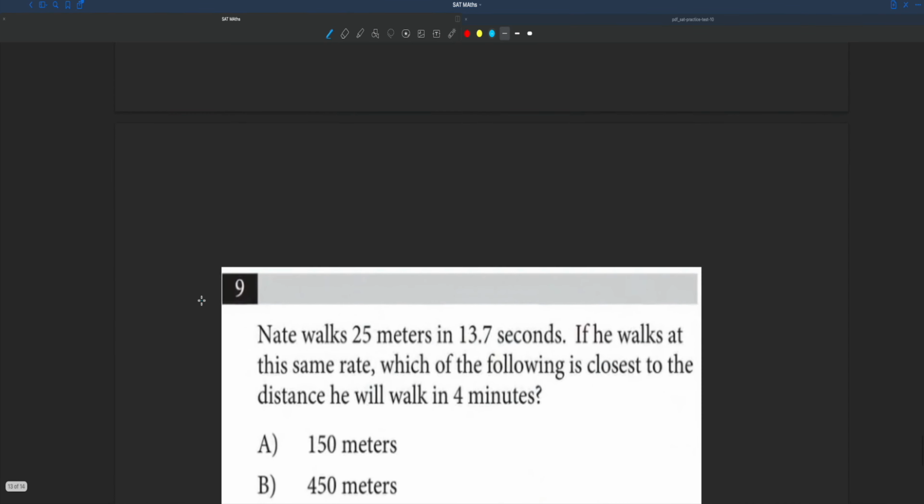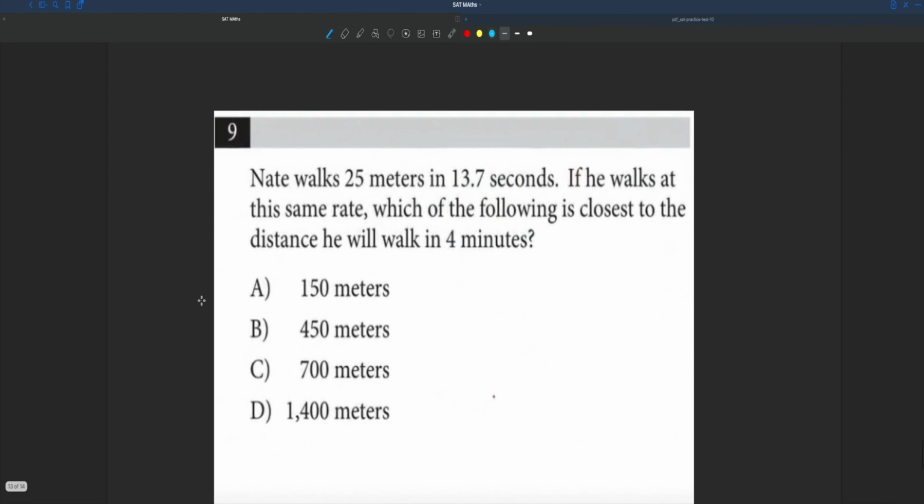Alright, now let's move on to the final question for today's lesson, which is going to be this one. So Nate walks 25 meters in 13.7 seconds. If he walks at the same rate, which of the following is closest to the distance he will walk in 4 minutes? Alright, so like I said before, we should set up the proportion by putting the meters and the seconds into the numerator and the denominator. So for this question, I'm just going to put meters into the numerator and seconds into the denominator.